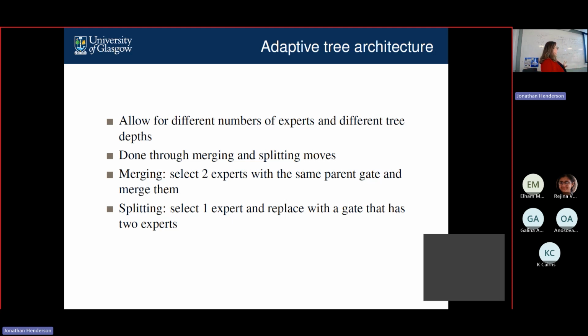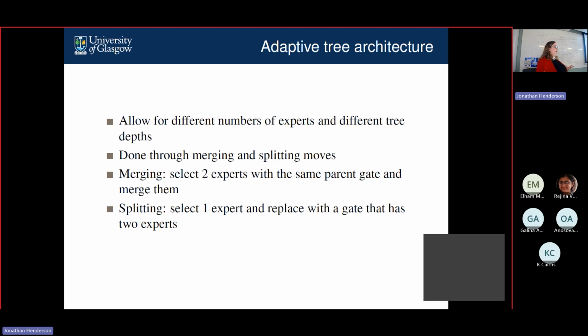So how we change is basically from merging and splitting moves. The merging move basically takes 2 experts that have the same gate parent and says, okay, actually we don't need both of these. We just merge them. And so that gate parent becomes a single expert that models all of that data. So that's a backward reversible jump step.